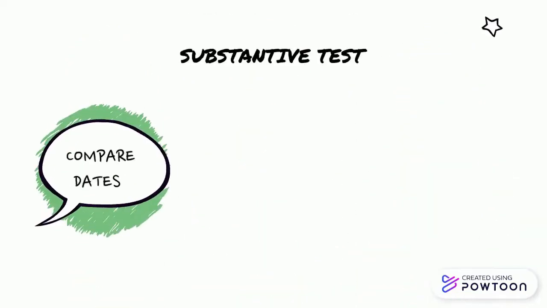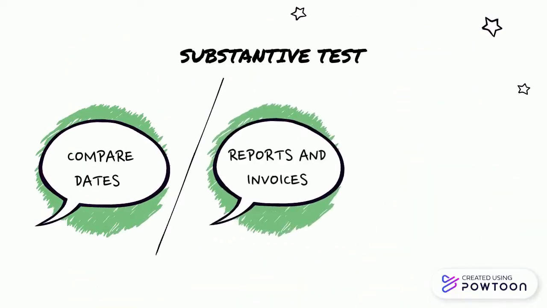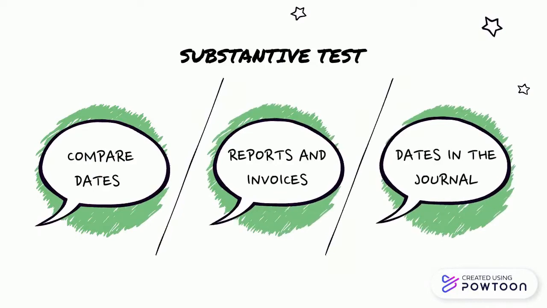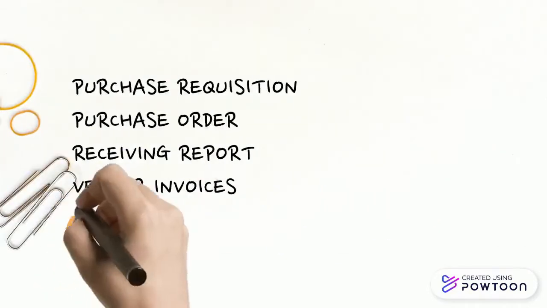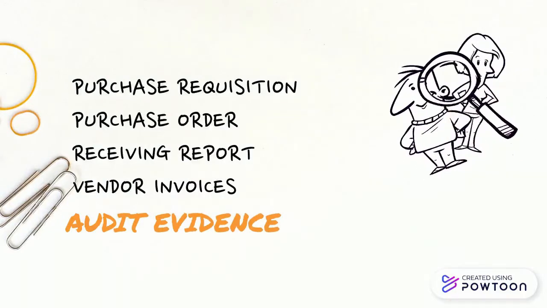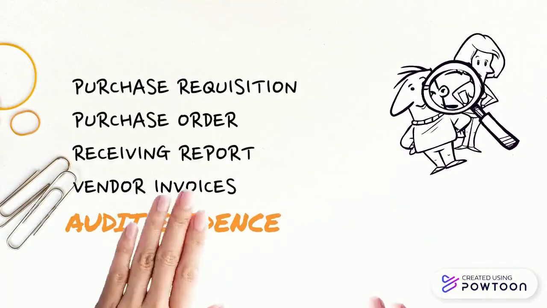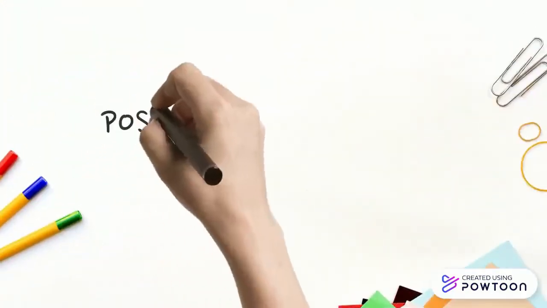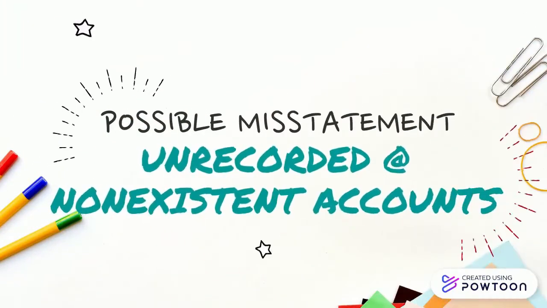The second one, substantive test, is to compare dates of receiving reports and vendors' invoices with dates in the acquisition journal. These are few audit evidence, which are purchase requisition, purchase order, receiving report, and vendor invoices. If there are any possible misstatements, they are unrecorded or non-existent accounts.